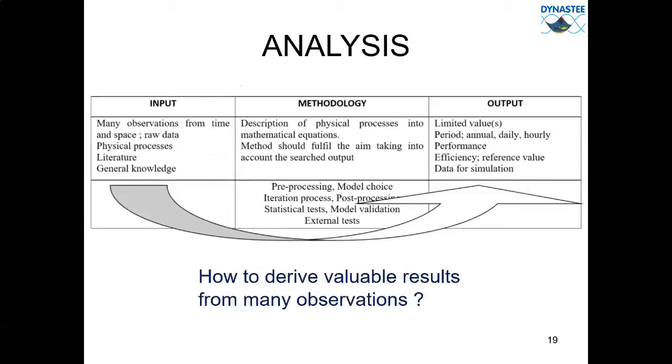How to go from many observations to a desired value, a valuable result. The valuable result depends also on who is going to use the result. The result might be a number, a data series, a graph, or even a range of colors. Some people do not like numbers and prefer colors instead. The applied methodology should deal with it. It's a link between many observations and the limited value of the output.